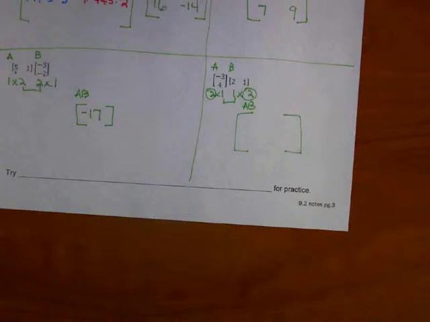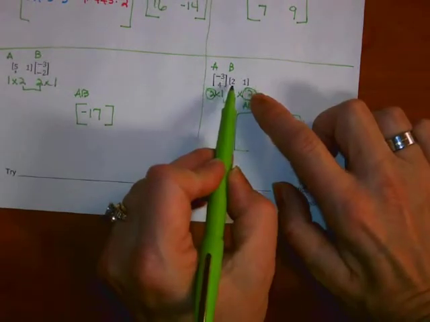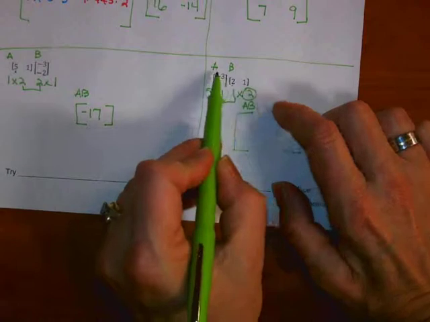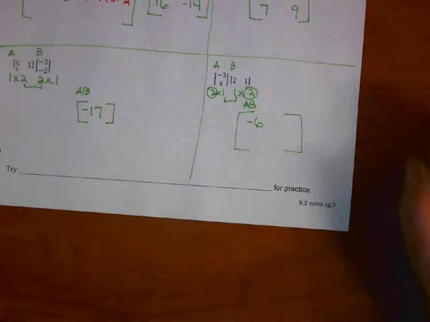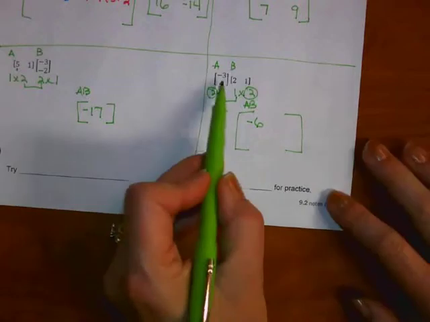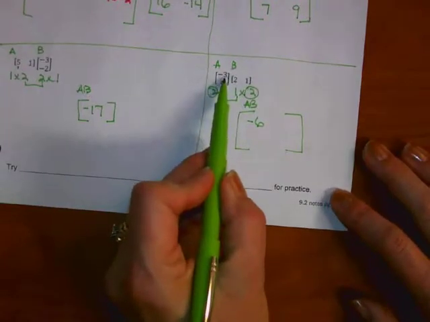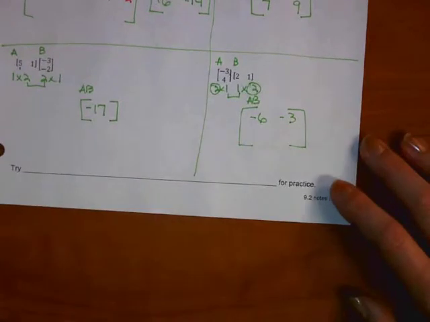So remember, you do rows by columns. Well, I have 2 rows by 2 columns, don't I? Okay? So negative 3 times 2. That's all I can do. This row by this column is negative 6. That's my first element. Just take your time with it. Then I have to do this row by the second column. Negative 3 times 1 is negative 3. Top row by second column.